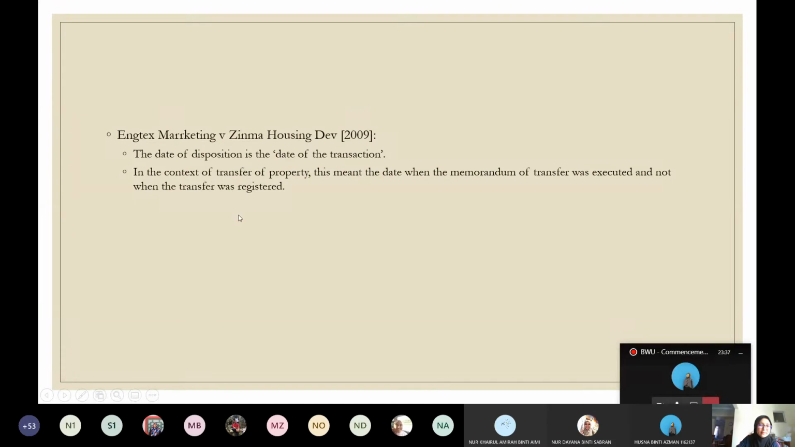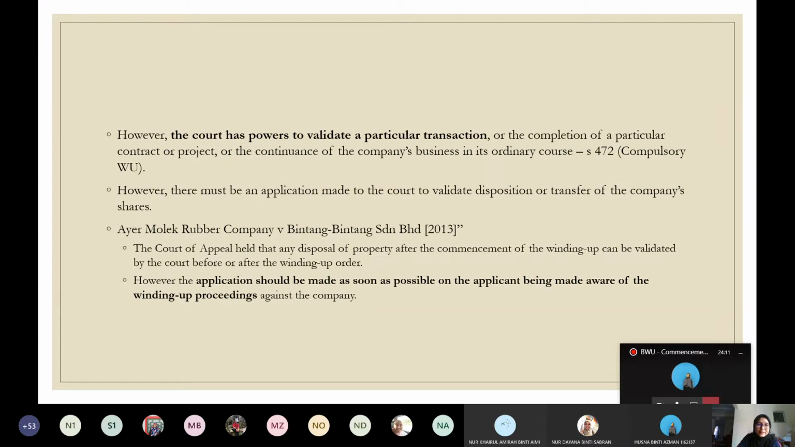Okay, yang ni tentang date of transaction. Dia kata the date of disposition is the date of the transaction. Ni sajalah. So contohnya kalau date of the transaction tu is subsequent to the date of the commencement of the winding up. Contoh kalau dalam creditors voluntary winding up ada interim liquidator has been appointed dan transaction tu dibuat selepas tu, then the transaction tu be void. So that is why it is important to know when is the commencement of the winding up. Okay. Alright.